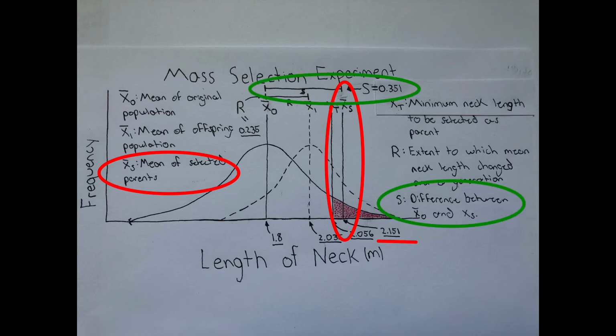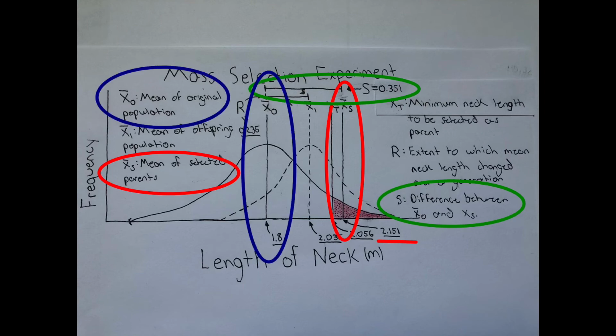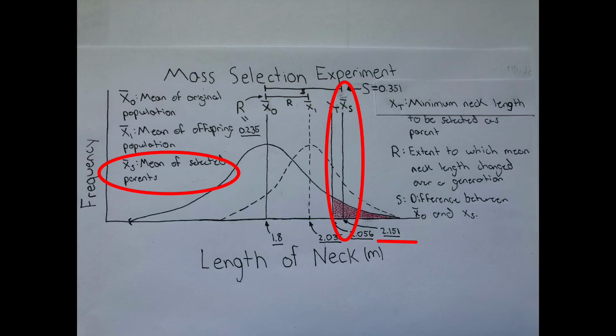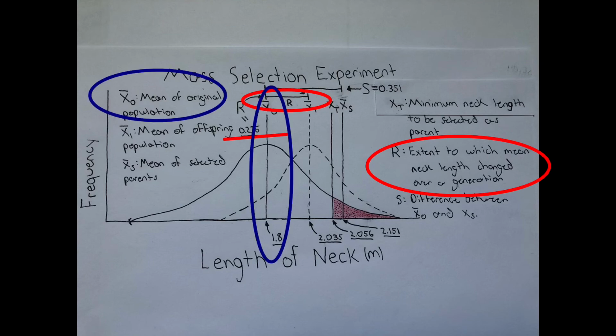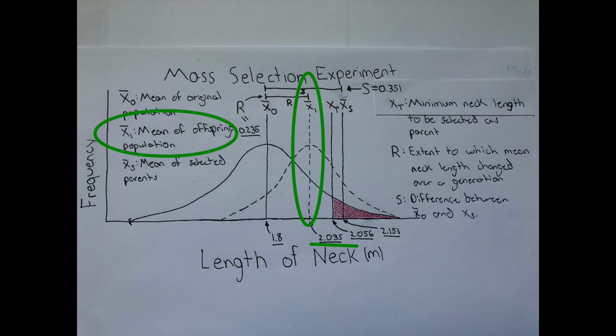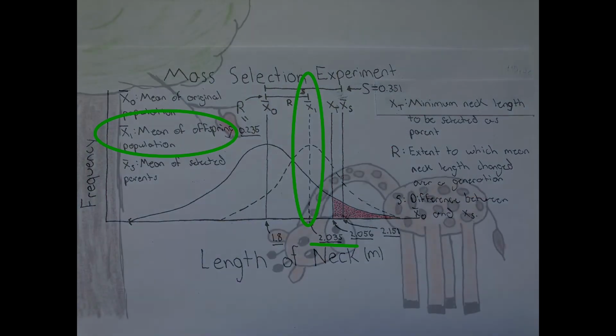This value was found using the selection differential of 0.351 meters, which represents the difference between the mean of the selected parents and the original population. The response from selection, being 0.235 meters, is likewise the difference between the mean of the original population and the offspring population, and is indicative of how much length is expected to be gained from one generation of breeding. This means that the offspring population should have a mean neck length of 2.035 meters.